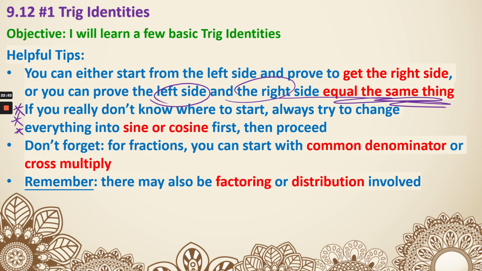Next, don't forget, since we're dealing with fractions, a lot of the time you are going to have a common denominator, or you need to actually get rid of the denominator, or you need to cross multiply or cross cancel. So these are some pretty common things. And last thing, you can already see we have been doing some factoring and distribution. So that's actually going to come back when we do identities. That is everything for 9.12. Thank you.